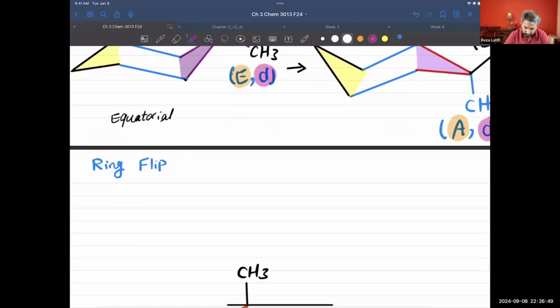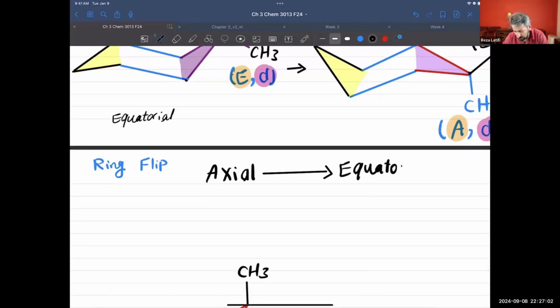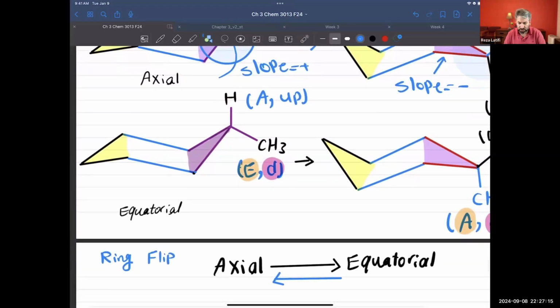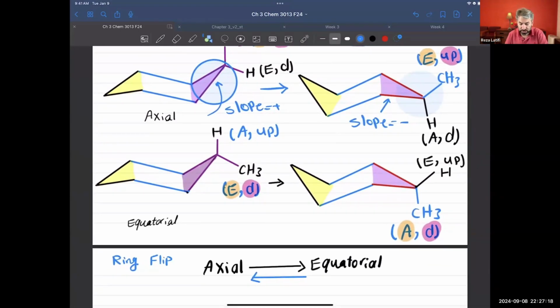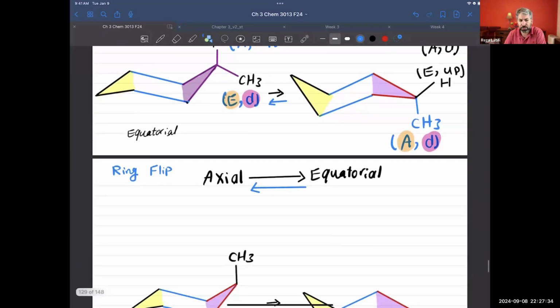Whenever we are doing a ring flip, the axial will change to equatorial, and equatorial also can turn to axial. So that means we do have equilibrium. Which one is dominant depends on the repulsion that you have, the strain that you are dealing with. So it's better to write double arrows to show that we are dealing with equilibrium, and that's the reason we call it ring flip equilibrium.